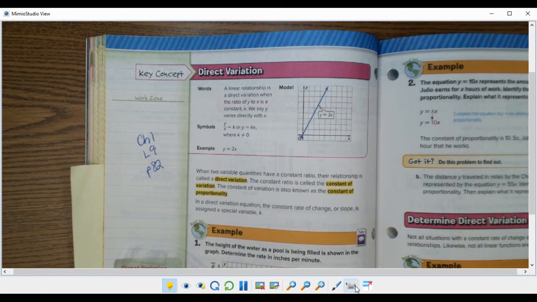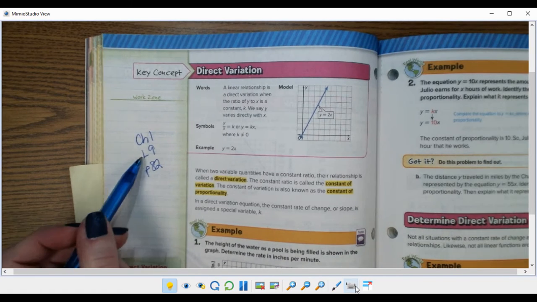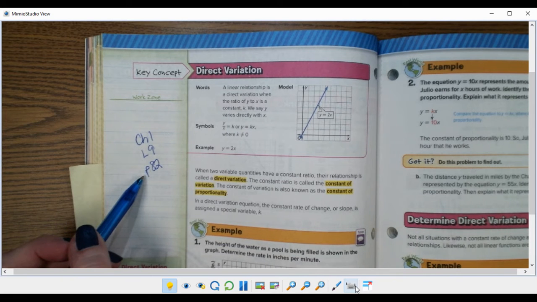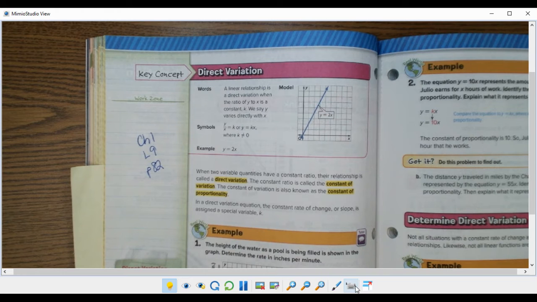So we are wrapping up our chapter today with chapter 1, lesson 9. I'm going to use the book and I'm going to start on page 82. To complicate matters, I'm going to throw a bunch of vocabulary terms at you that really all kind of mean the same thing. There's just one or two little teeny tiny differences as to where they're used.